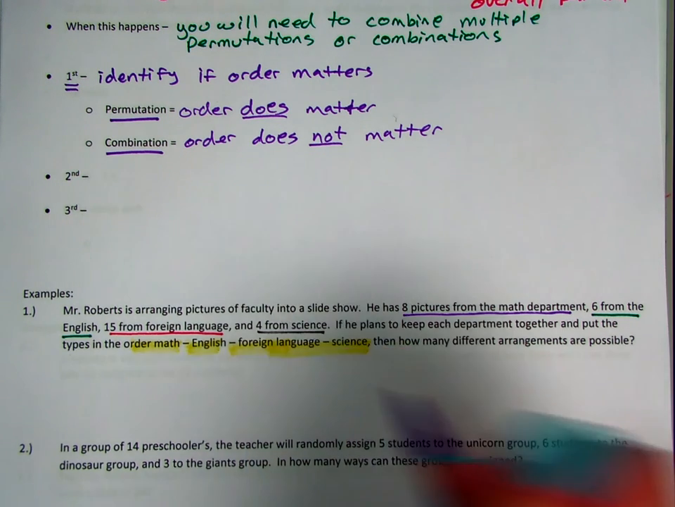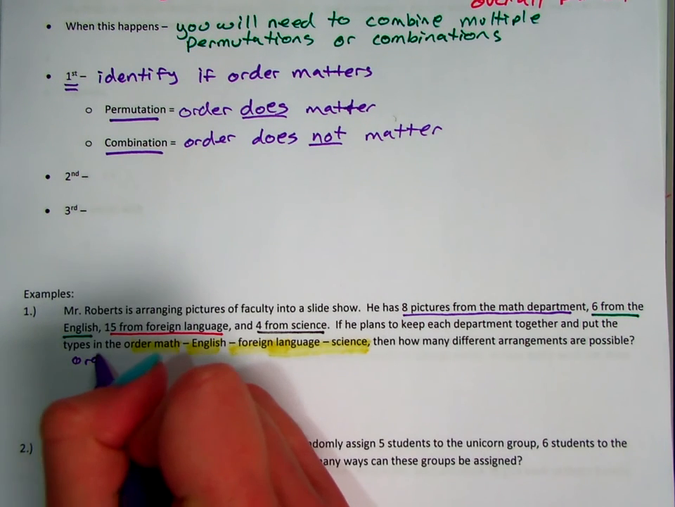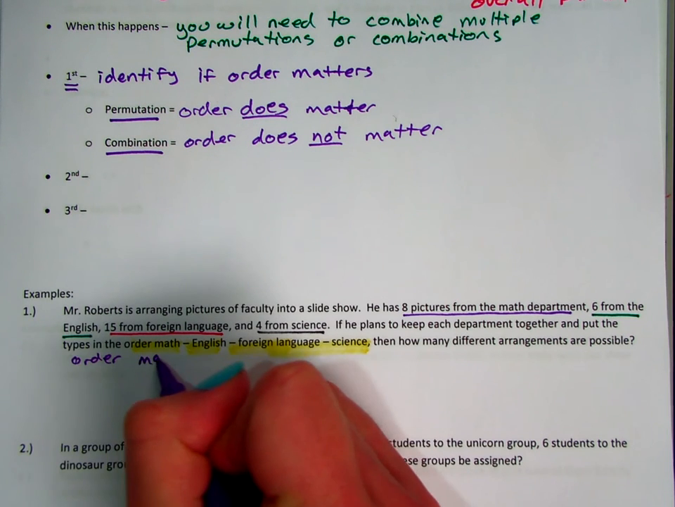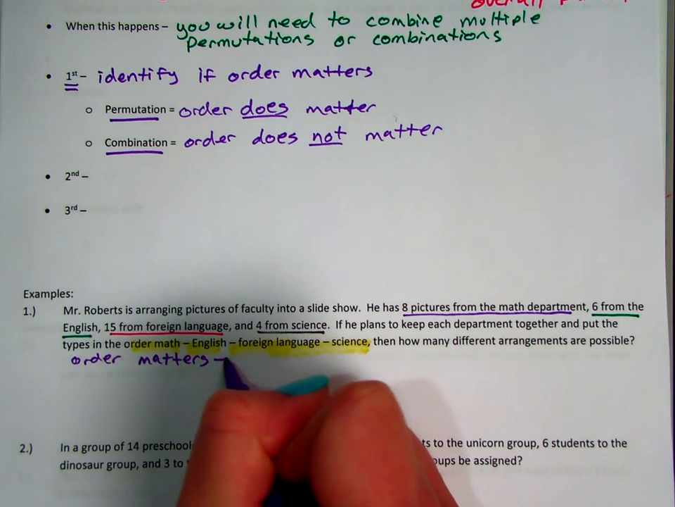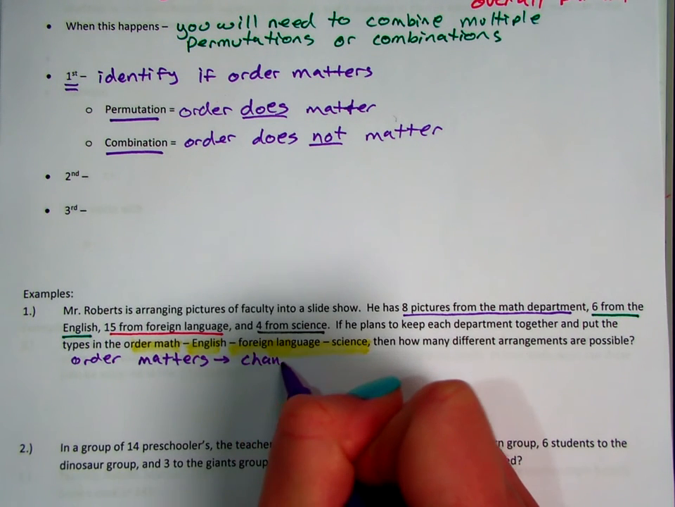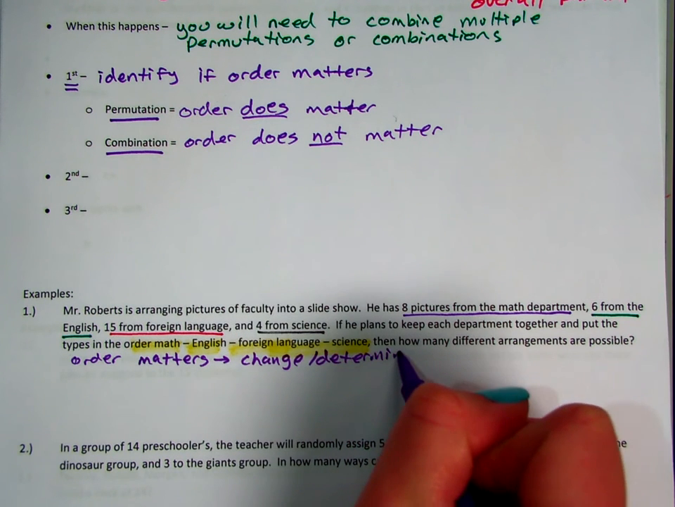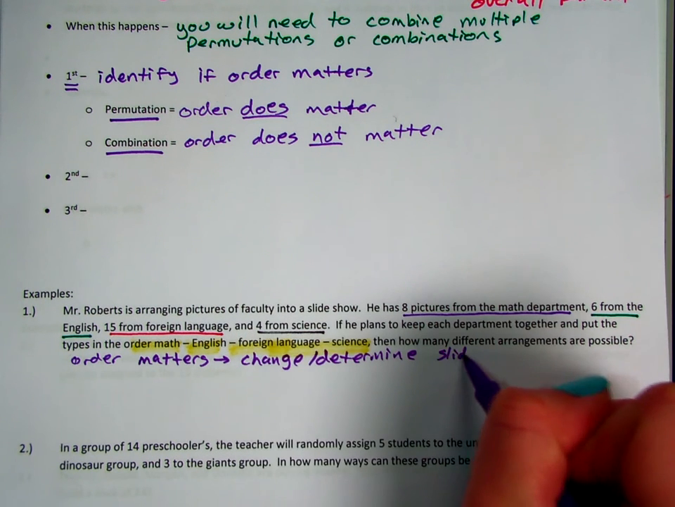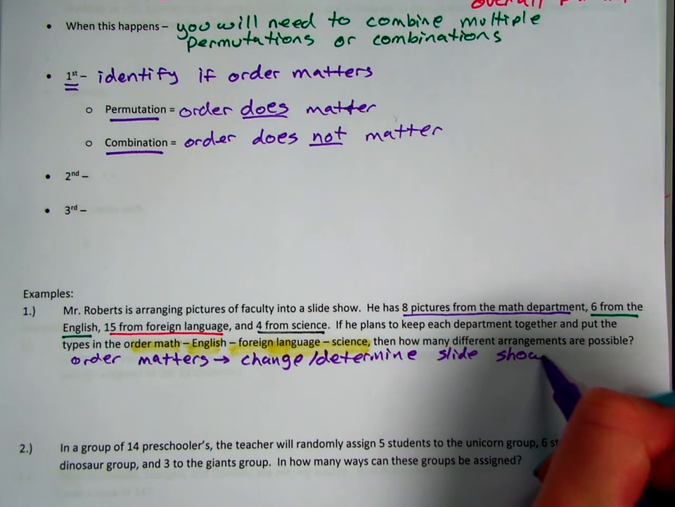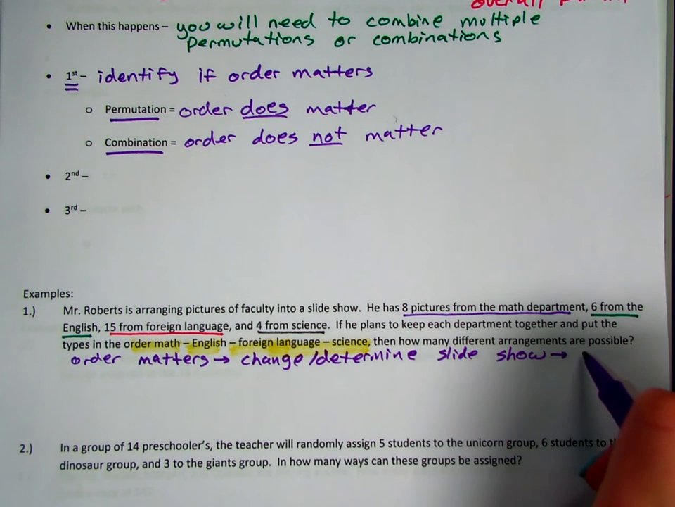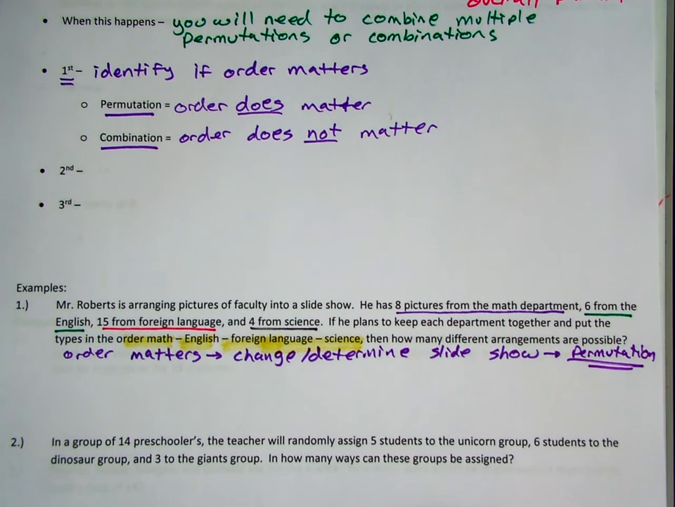So order does matter, because it will determine what the slideshow looks like. So since we're putting things in a slideshow and we're really paying attention to what order they're going in, that means order matters, which makes this a permutation. So permutation for this first one.